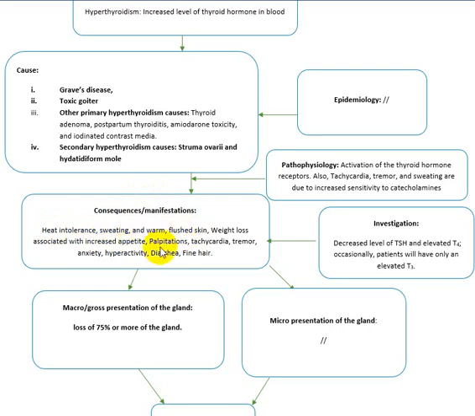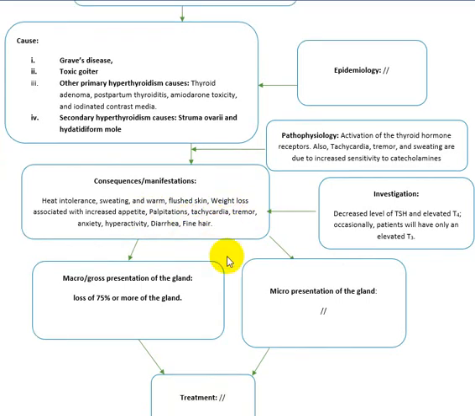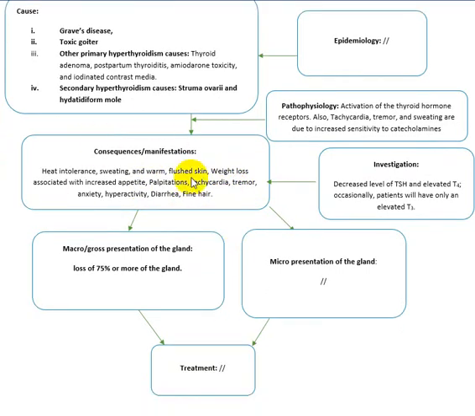In the gastrointestinal system, you have diarrhea, increased loss of fluids, and increased contraction. In the cardiovascular system, you have palpitations and tachycardia. In the muscular system, you have tremors, and you also have fine hair. All these are signs and symptoms of hyperthyroidism.